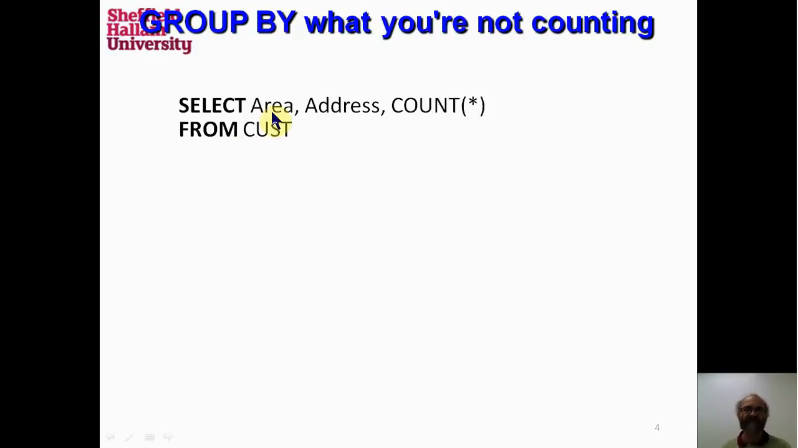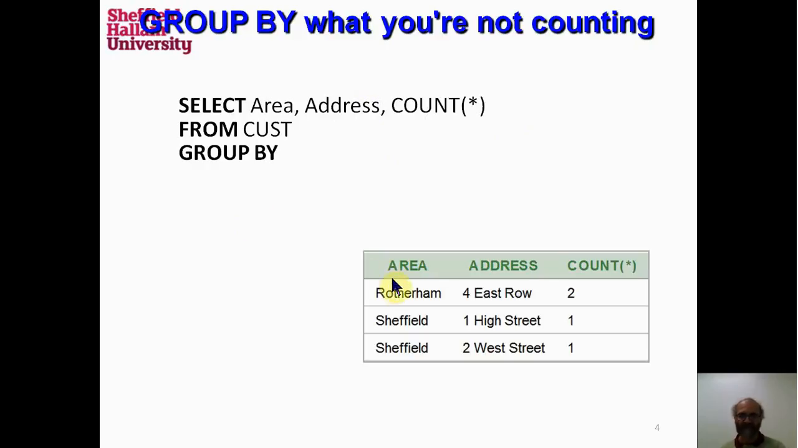We select the area and the address and the number of rows from the cost table. Grouping by, we're going to find out, but what we want is this. The area, the address, the number of people who live at this address and have an account. 2 on Forest Road, Rotherham, 1 in 1 High Street and 2 West Street, Sheffield.